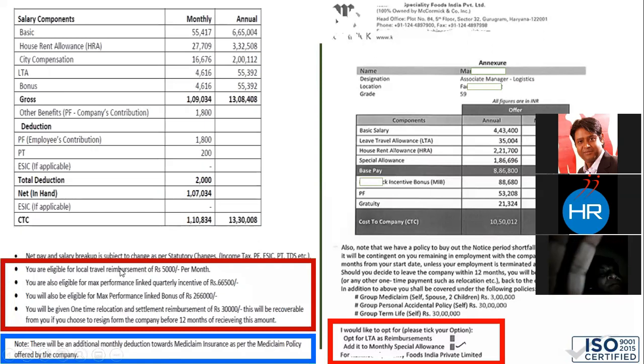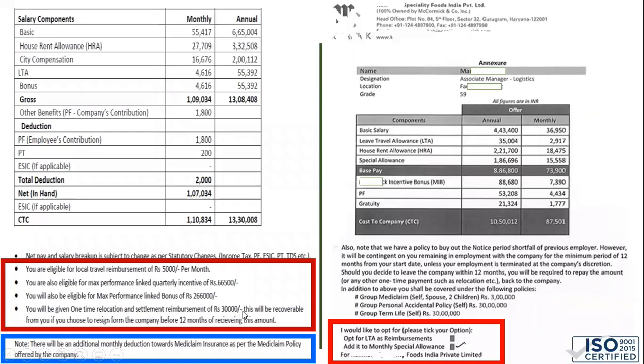How come? If you notice here in this red box, the company is giving these many benefits to this employee apart from this CTC. They are giving travel reimbursement of 5,000 rupees. They are giving a maximum performance incentive of 66,500 rupees, and they are also saying that the maximum performance linked bonus can be 2 lakhs and 66,000 rupees annually. They are giving a one-time relocation and settlement reimbursement of around 30,000. So these kinds of benefits they are paying over and above the salary of the employee.